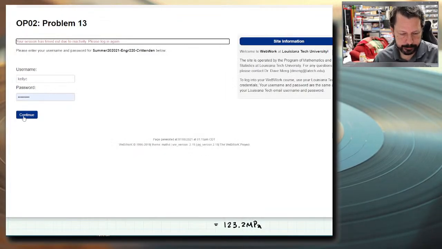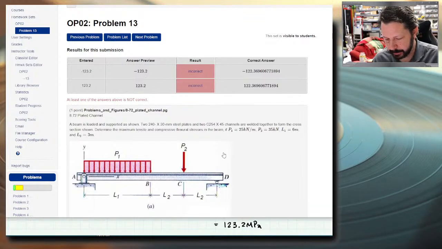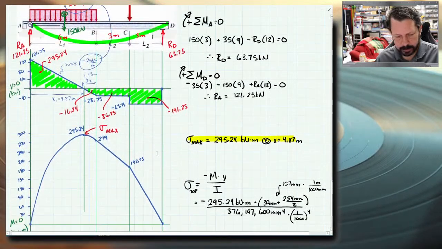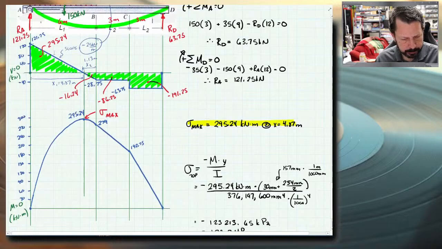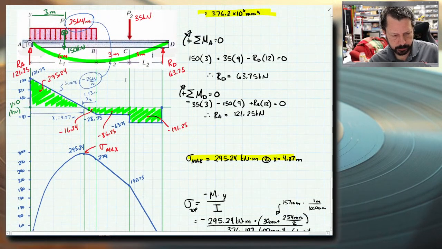Let's see. No. Oh, well, all right. 122.4, and we put 123.2. So somewhere we made some little error. That is not wrong. It is WebWork wrong because we were off by 1 here. So there's the possibility that somewhere in here, it could be this 295 even. 121.25 times 4.87 divided by 2. No, that looks okay. But it is rounded.